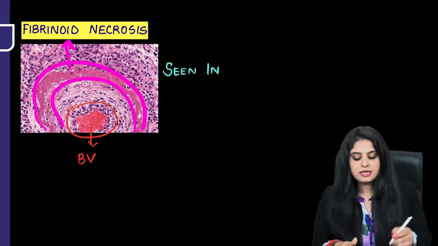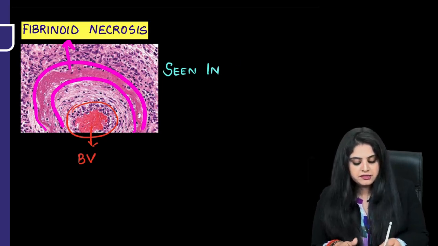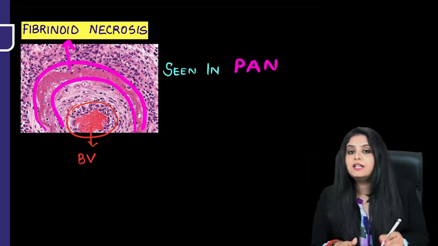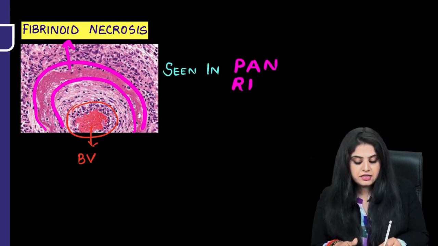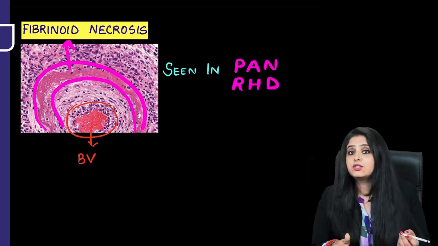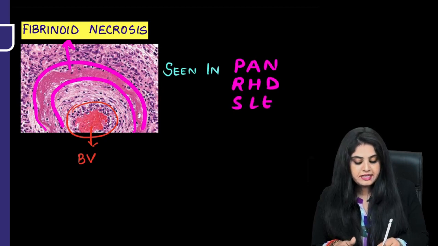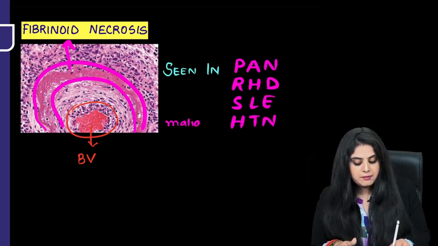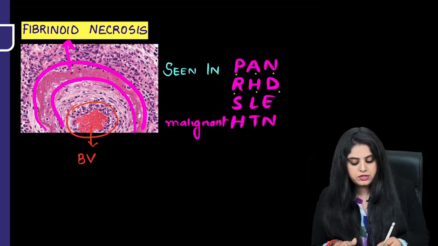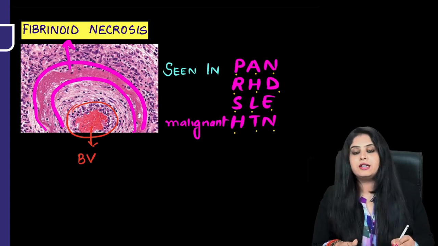It is seen in all the three-letter things. For example, it is seen in PAN, polyarteritis nodosa. It is seen in RHD, rheumatic heart disease, Aschoff bodies. SLE and HTN, that is hypertension. Which hypertension? Malignant hypertension. So repeating, all the three-letter things show you fibrinoid necrosis.